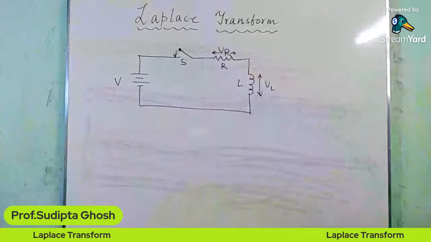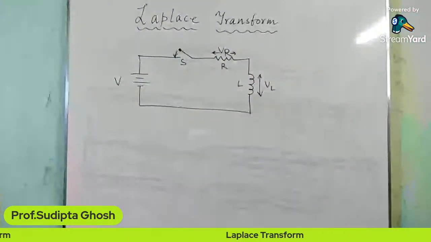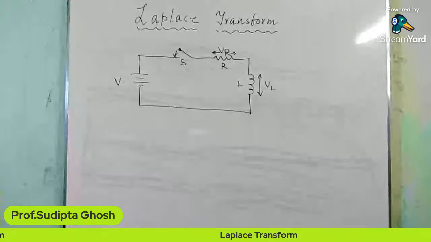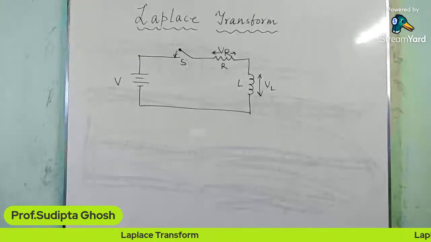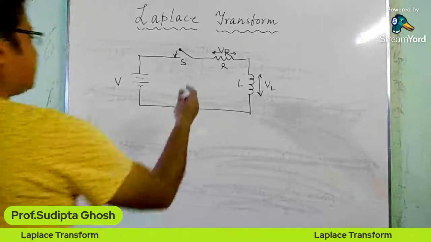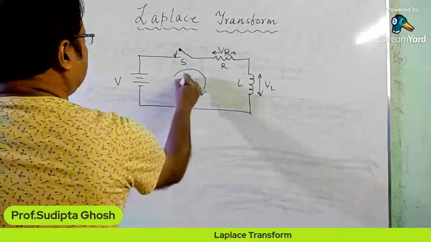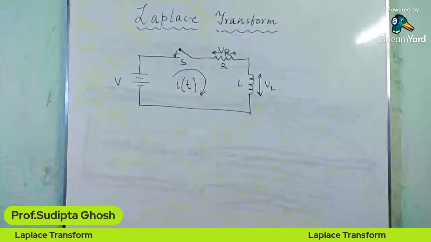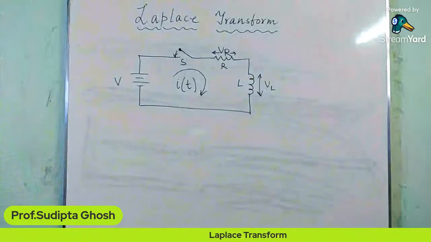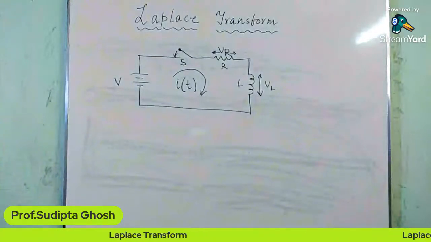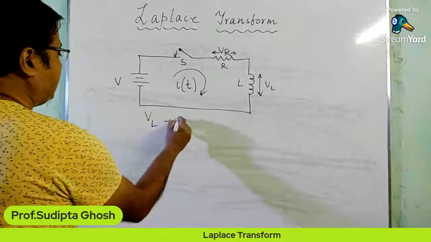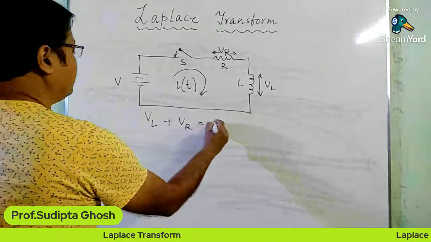Okay. Now let us assume that at time t equals 0, the switch S is closed. Now if the switch is closed, then a current flows through the circuit, and the circuit current can be written as a function of time, that is i as a function of t. Now by applying Kirchhoff's voltage law for the circuit, we can write VL plus VR must be equal to V.